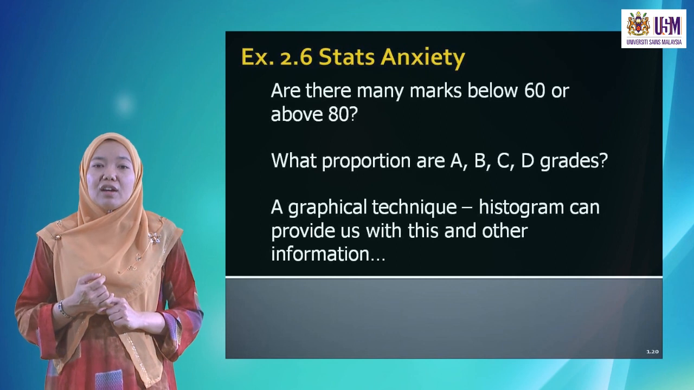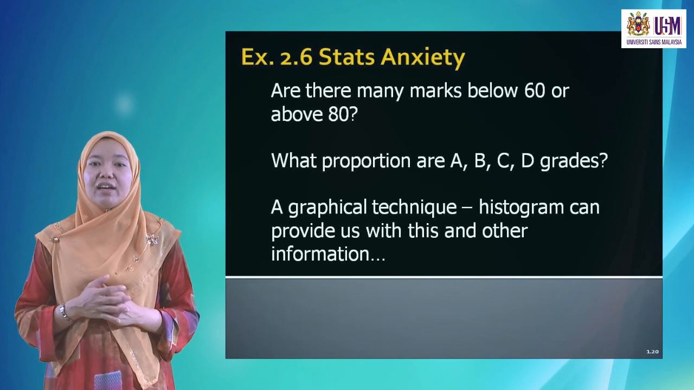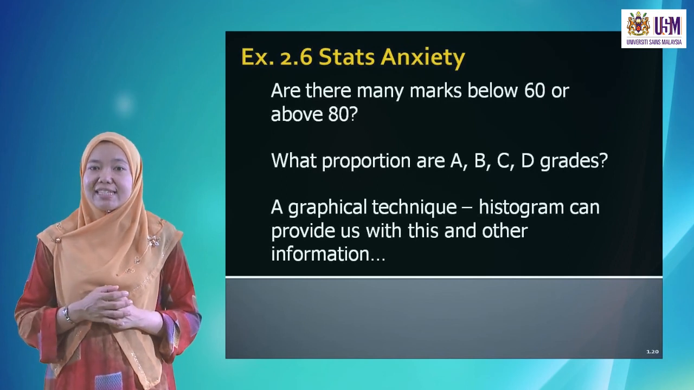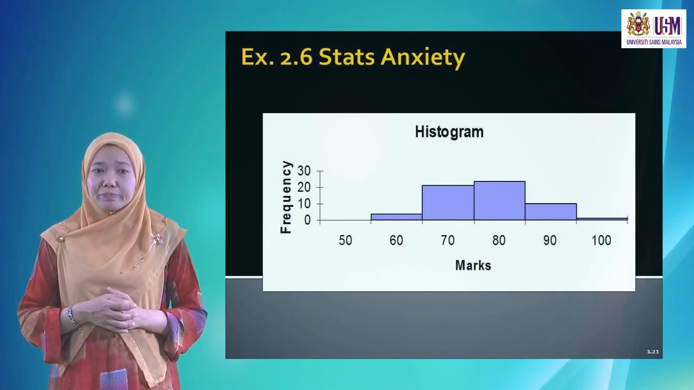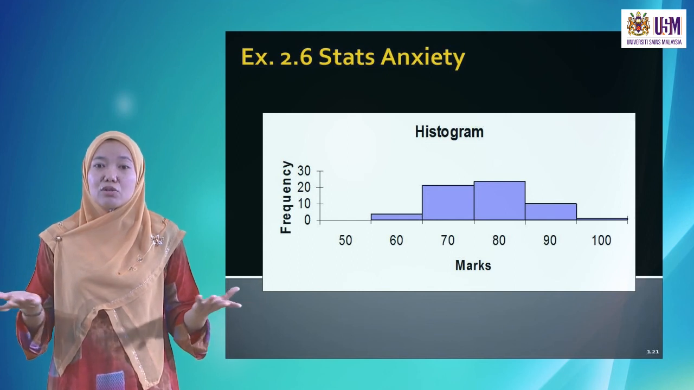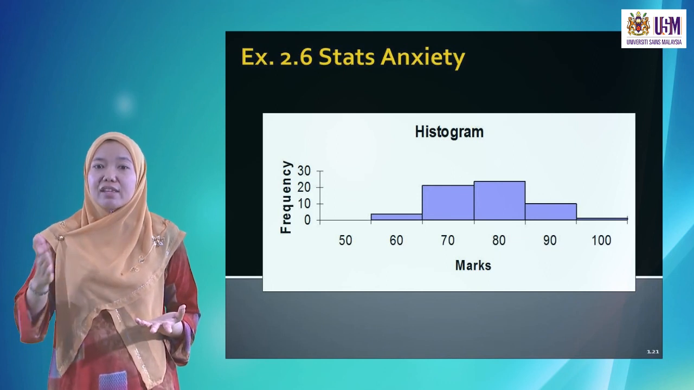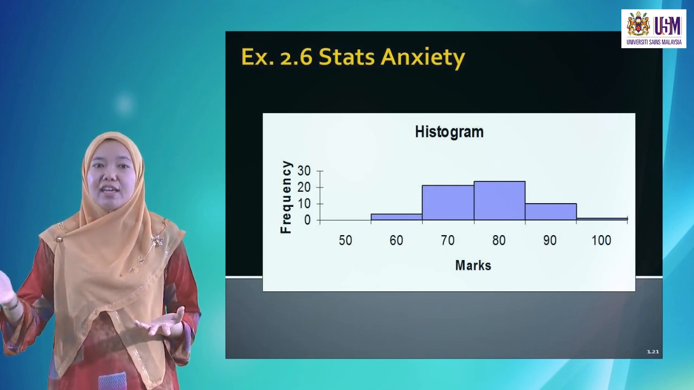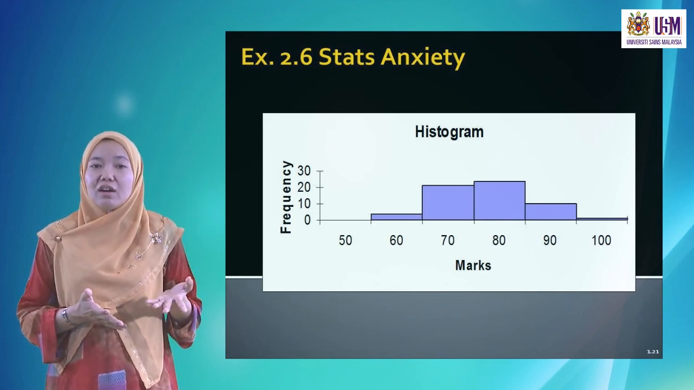In terms of statistical graphical technique, a histogram will provide us with this and other information. So this is a histogram, a statistical tool that we use to explain the data on statistical anxiety just now. You see on the x-axis, the horizontal axis, you have the marks, the range from 50%, 60%, 70, 80, 90, up to 100. And then you have the frequency on the y-axis, the vertical scale.